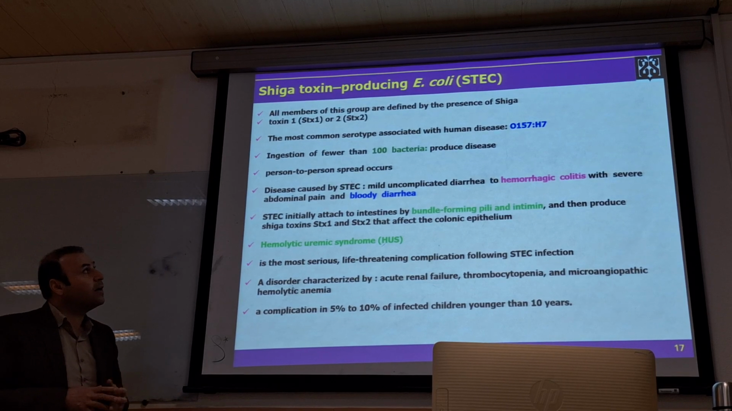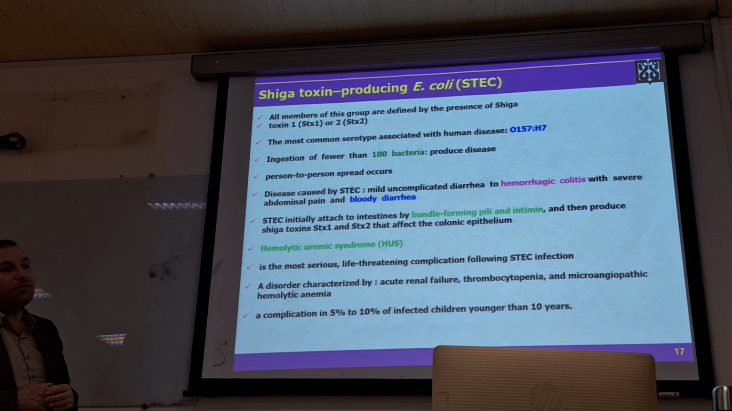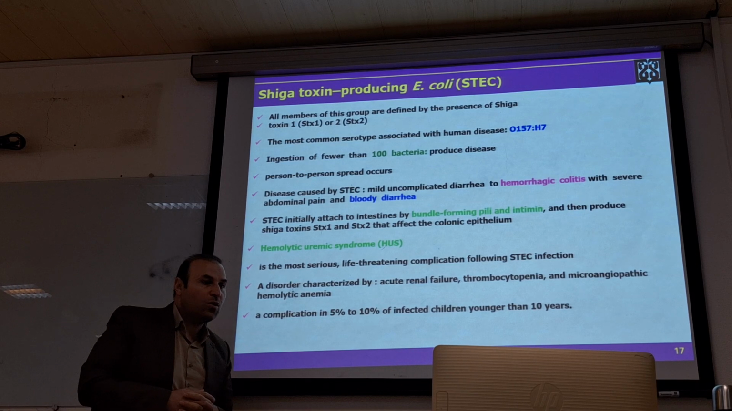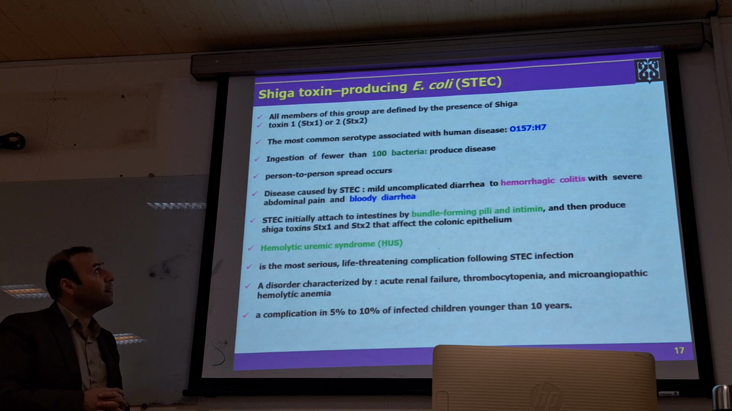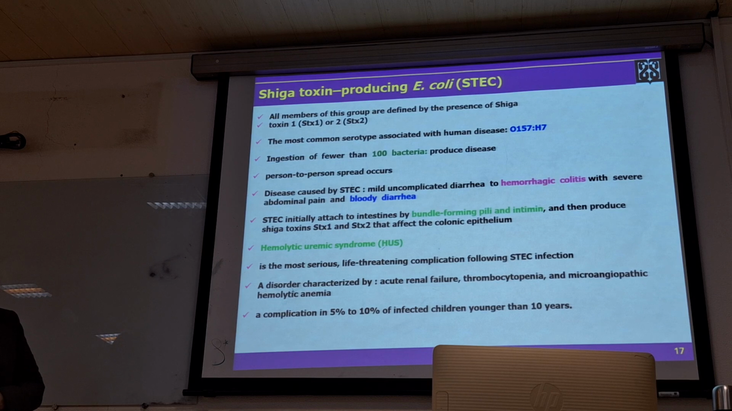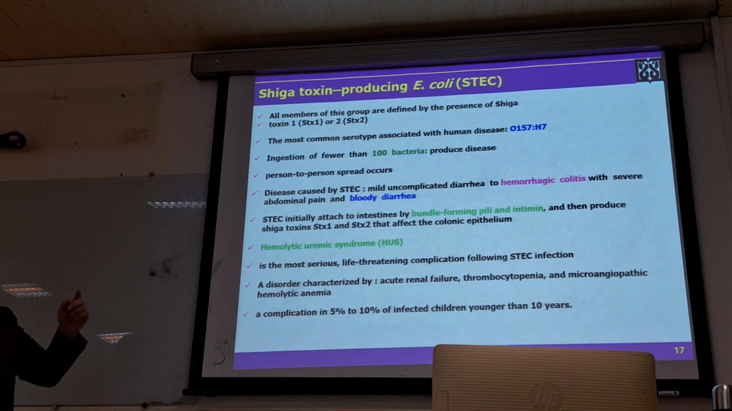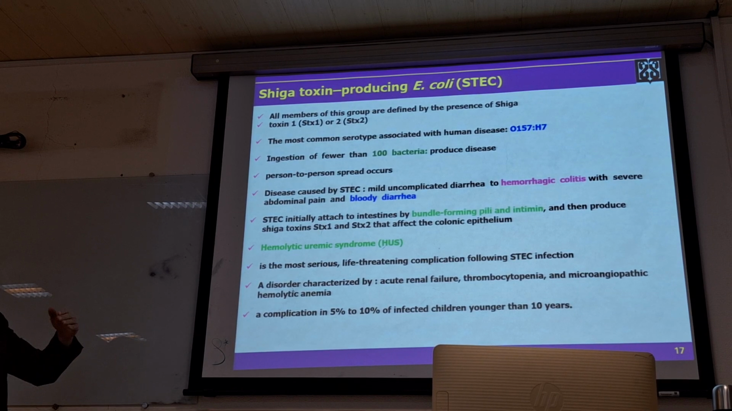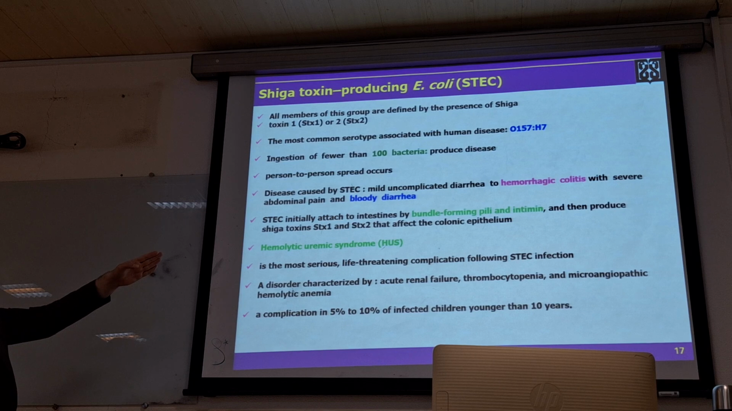All members of STEC are defined by the presence of Shiga toxin 1 and Shiga toxin 2. The most common serotype related to human disease is O157:H7. Ingestion or consumption of fewer than 100 bacteria can produce disease. Person-to-person spread occurs. Disease caused by STEC ranges from mild uncomplicated diarrhea to hemorrhagic colitis with bloody diarrhea.